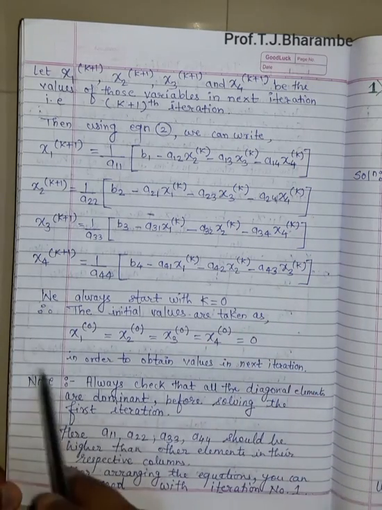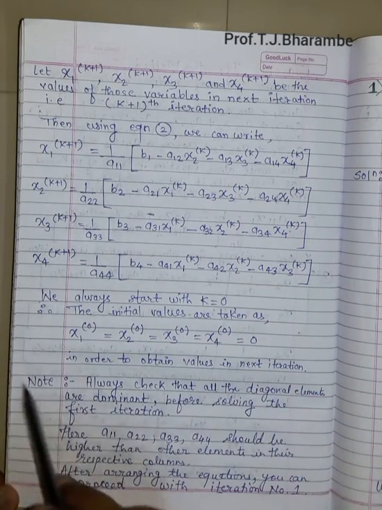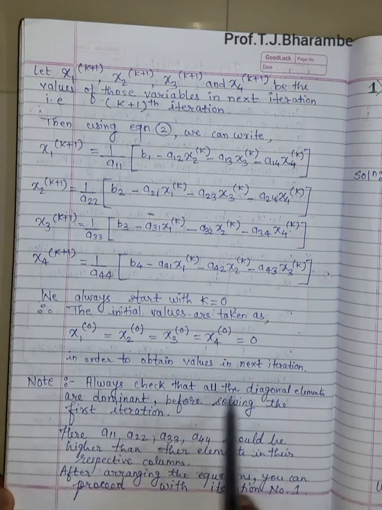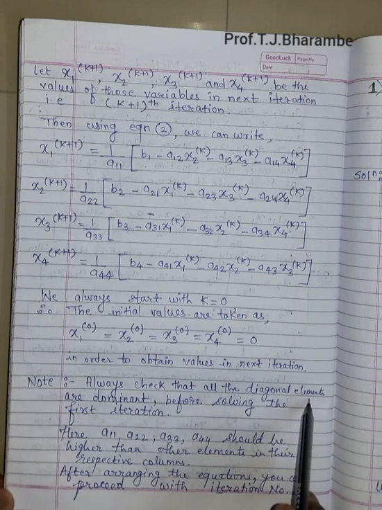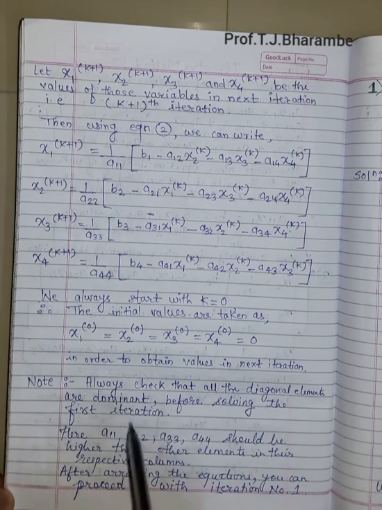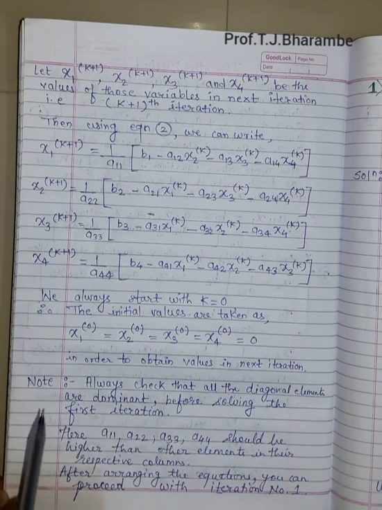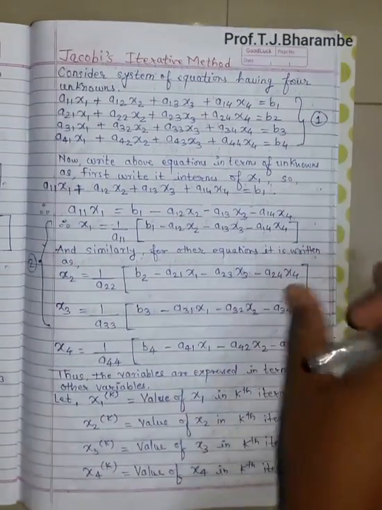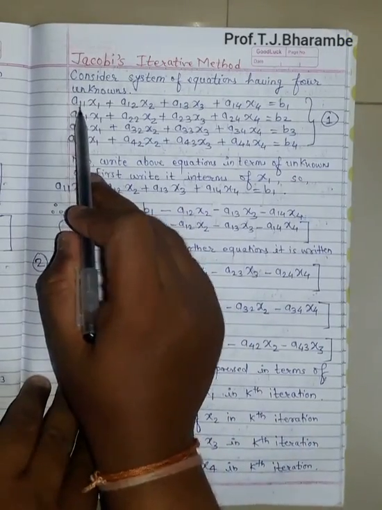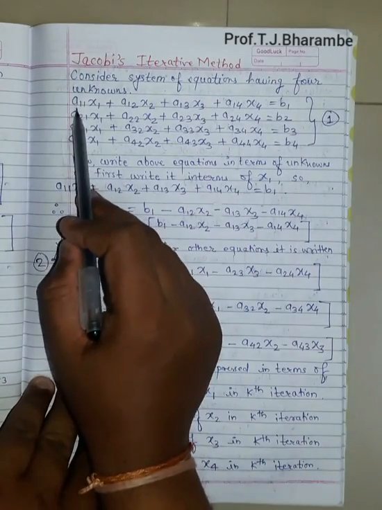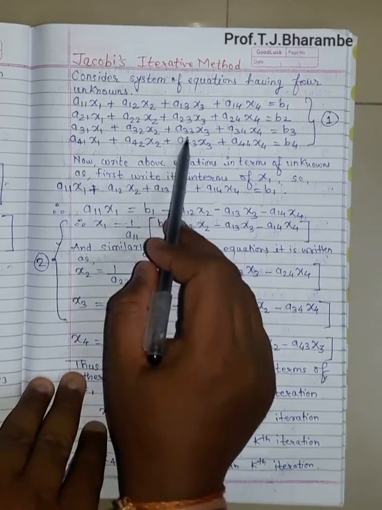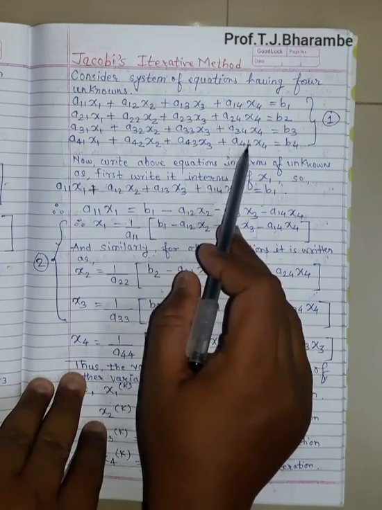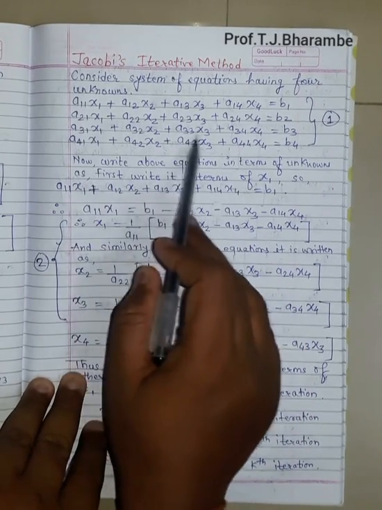One more important thing in Jacobi's method is that you have to always check that all the diagonal elements are dominant. See here, you have to check which are the diagonal elements first. These are a11, a22, a33, a44. These are the diagonal elements, and these diagonal elements should be dominant.